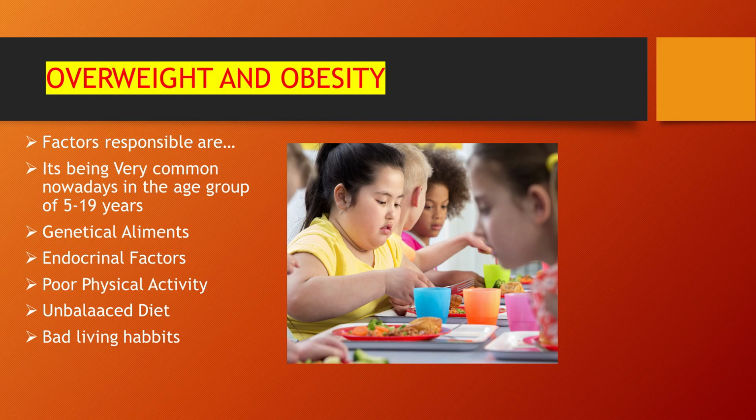Now, what can you say about poor physical activity and bad living habits? Poor physical activity means not playing ground games, just sitting in one chair playing video games, looking at the mobile or looking at cartoons. And while playing a game on a mobile, or a cartoon is being played in front of her on a TV screen, the child is eating at the same time.